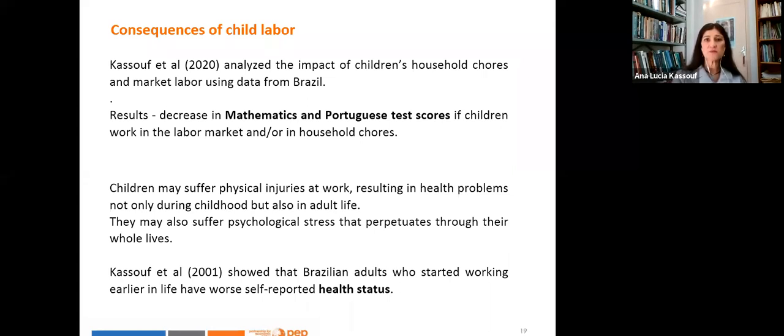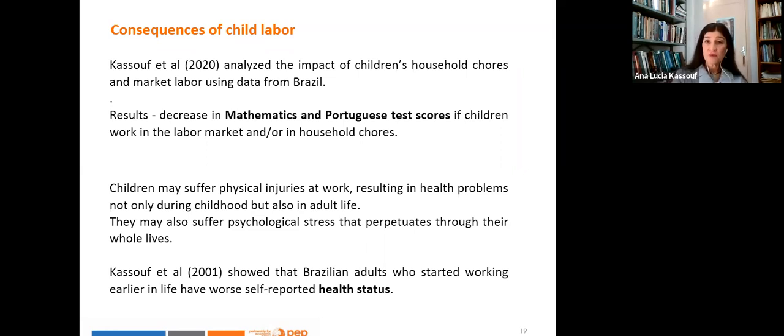And also there is a recent paper that looks at not only work in the labor market, but also household chores, which is a very polemic issue as well, because usually the surveys do not collect data on household chores. They do not consider that as work. And it's very important because kids sometimes work for a long period inside their households, cleaning, taking care of smaller siblings, brothers and sisters, or cooking.